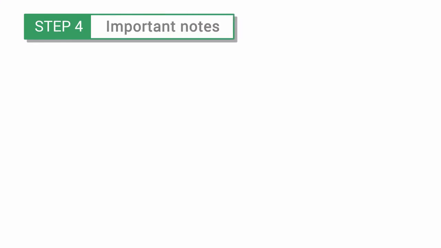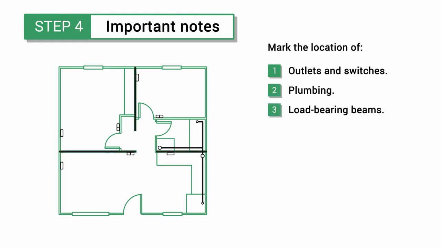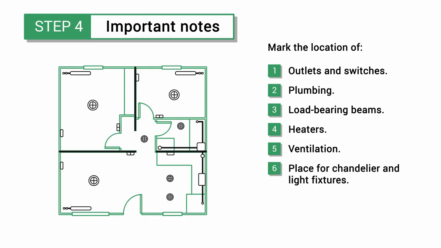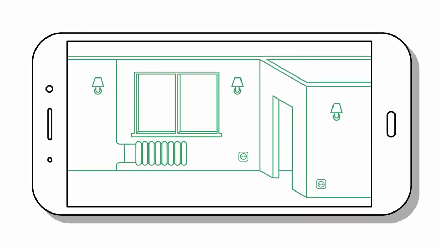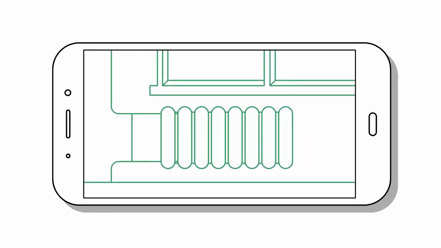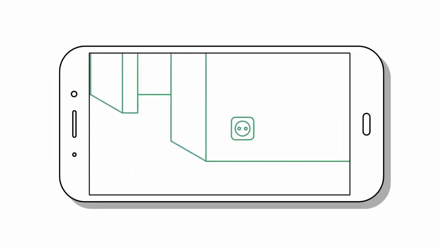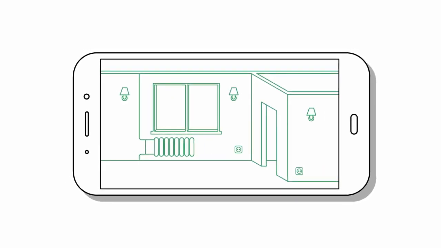Step 4. Important notes. Mark the location of outlets and switches, plumbing, load-bearing beams, heaters, ventilation, place for chandelier and light fixtures, columns, stairways. After you have completed all measurements, take a photo of the room. Define the direction of the window's opening, location of the plumbing, outlets, columns, etc. If you forget something as time passes by, the photo will come as a reminder.